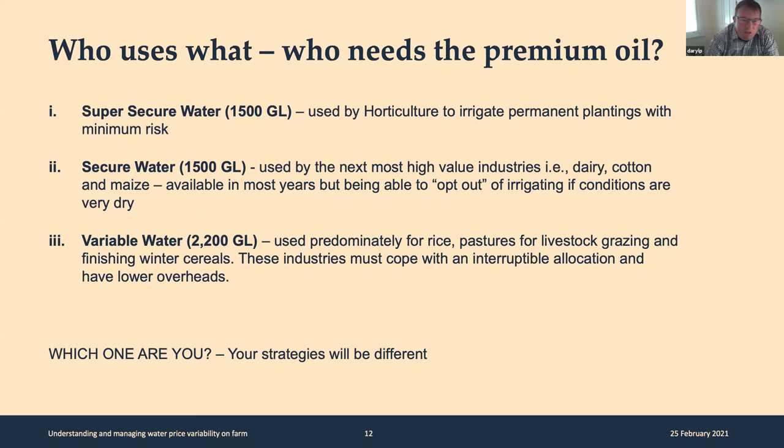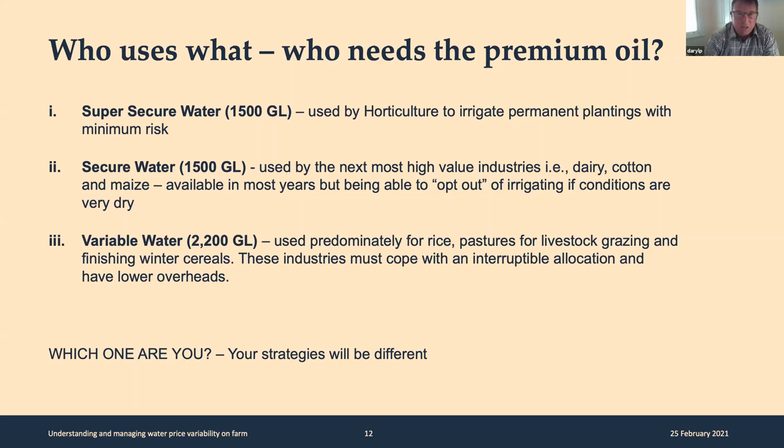And then the variable water component, the full component being at 2,200 gigs, it's predominantly the more opportunistic users: the rice, maybe pastures for rice growth, finishing off winter cereals, those sorts of things. These industries have to cope with an interruptible allocation, and they need to have lower overheads to manage that interruption. So what you do and how you go about it depends on which one you are.